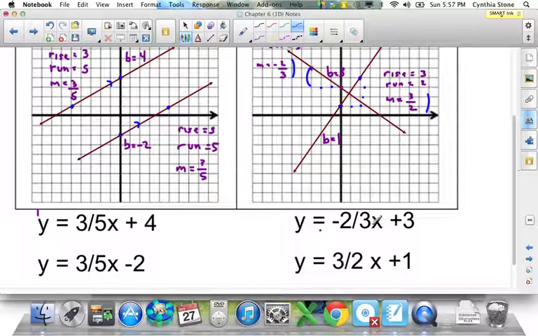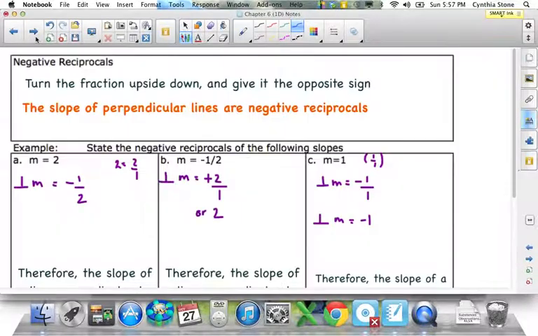So I want you to notice, because the y-intercepts are sort of indifferent on parallel and perpendicular lines, they don't matter. The slope does. Here the slope's the same, and you should notice something interesting about that slope, okay? And what it is, they're negative reciprocals. And what that means by negative reciprocal is you turn the fraction upside down and give it the opposite sign. And essentially, the slope of perpendicular lines are negative reciprocals.